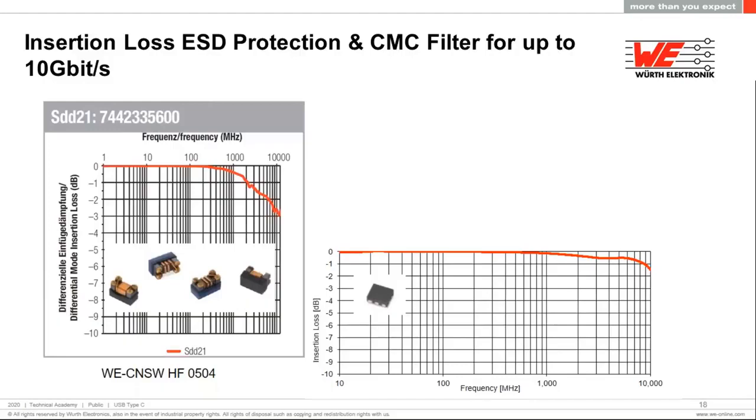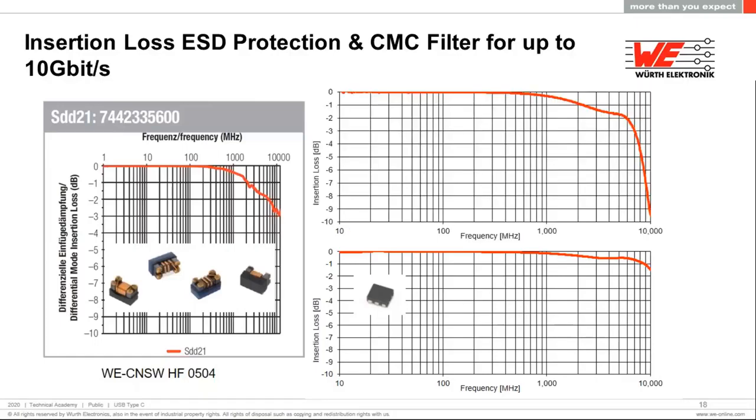Next, for ESD protection, we use TVS diode, which in this graph shows that it has insertion loss as low as 1.5 dB at a high frequency of 10 gigahertz. And then lastly, we have a bigger TVS diode, which has the insertion loss of 3 dB at 7 megahertz, which is also not considered to be bad according to the USB standards.